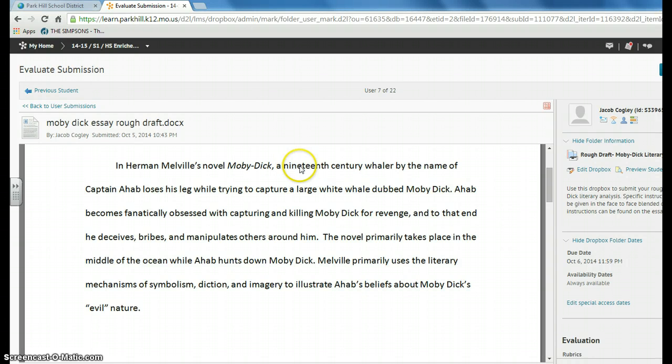Then you could use this, a 19th century whaler by the name of Captain Ahab, in your next sentence to go on and summarize the plot of the novel. I do like your summarization. Other than that, though, I think it's really nice, and you have an interesting way of describing what the who, what, where, and when was. And then your thesis statement looks pretty good.